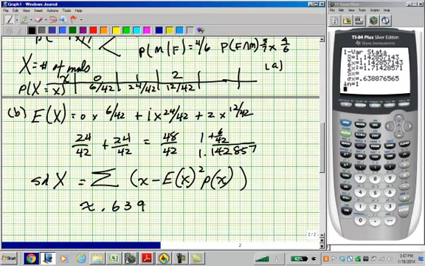Let's call it that. Okay, and let's see how finicky the book is for the standard deviation. Oh, they just call it 0.64. Anyway, so the standard deviation for the expected number of males is 0.64. Okay, on to 26.